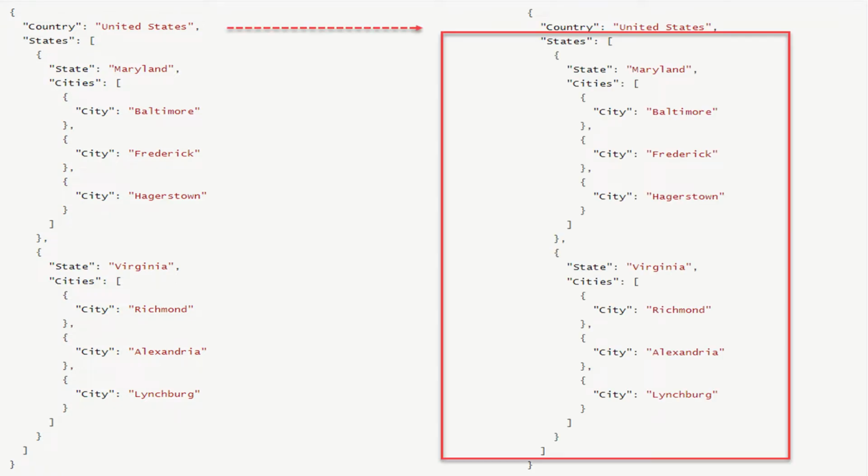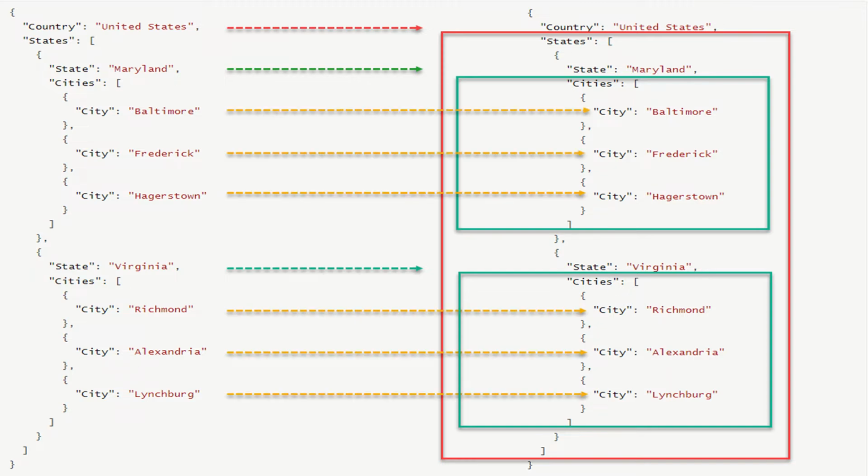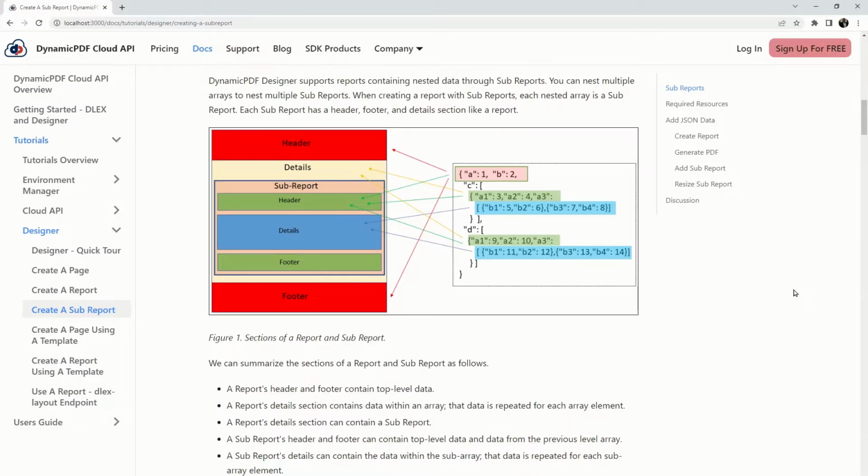So for our country, we would have an array of states. And for each state, we have an actual state. And then each state, we have the cities, which are the elements. So this is how you would represent a nested data set using DynamicPDF Designer.